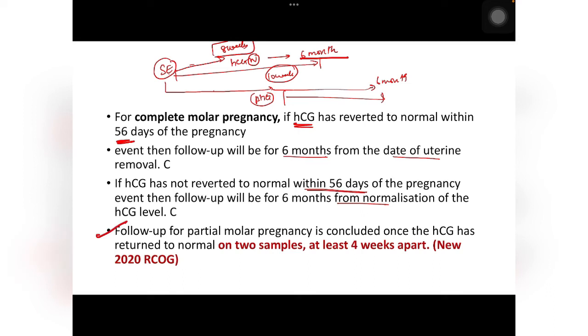According to recent guidelines, this is for a complete mole. For a partial mole, once the beta HCG has returned to normal on 2 samples, 4 weeks apart, you can just stop the follow-up. You don't have to do it for 6 months. So today I did a sample, it is normal. After 1 month, I repeat another sample. It is normal. Then we can stop the follow-up in a partial mole, because the risk of malignancy is very low here, only 1 to 5%.